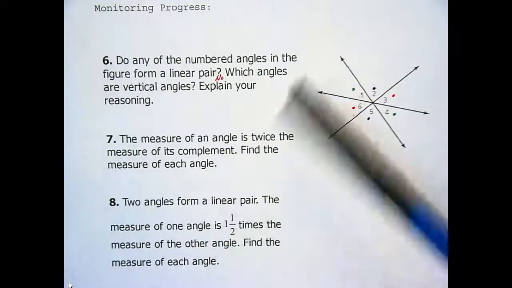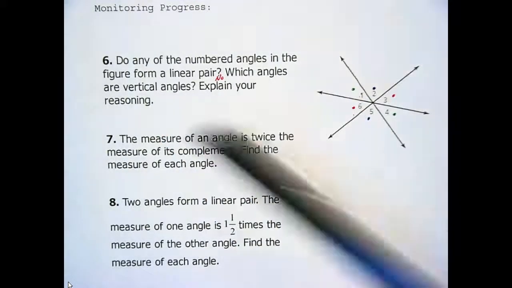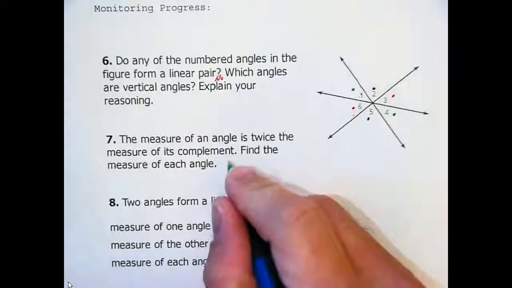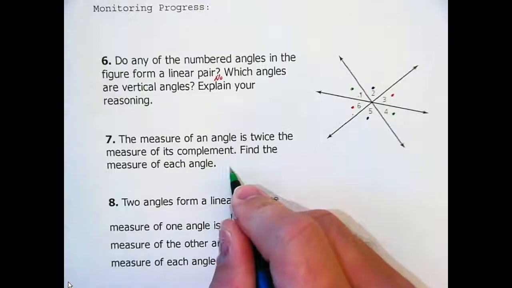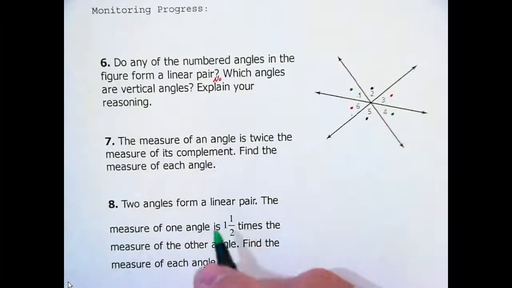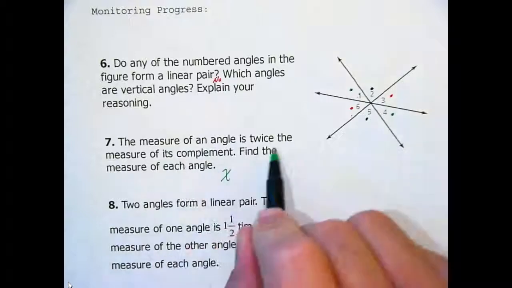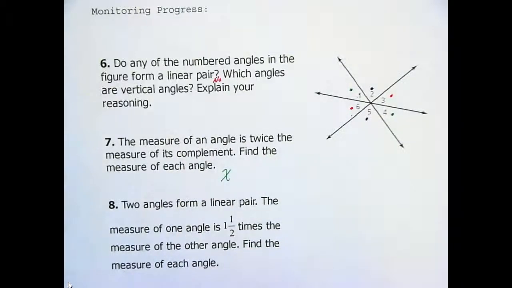Number 7, or do we have them all? Yep. Number 7: the measure of an angle is twice the measure of its complement. Find the measure of each. Measure of an angle, what are we going to call that angle? What do you call something when you don't know? X. So the measure of x is twice the measure of its complement.